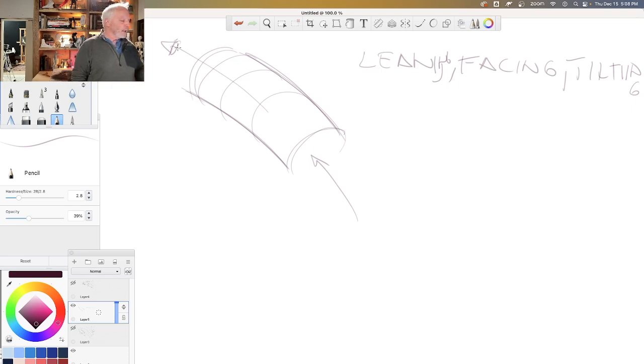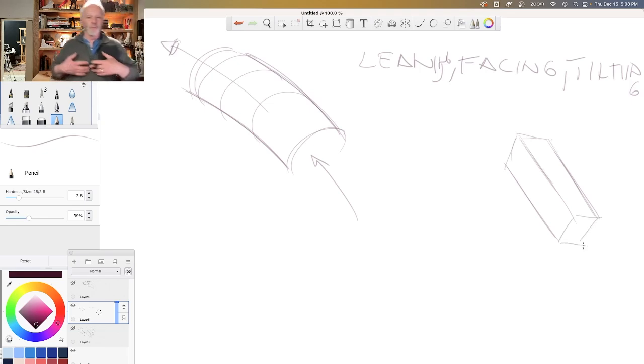So if I can get an object on the page and you feel how it's leaning, how it's facing, and how it's tilting. So leaning, facing, and tilting, you're going to feel all three dimensions as all three positions.